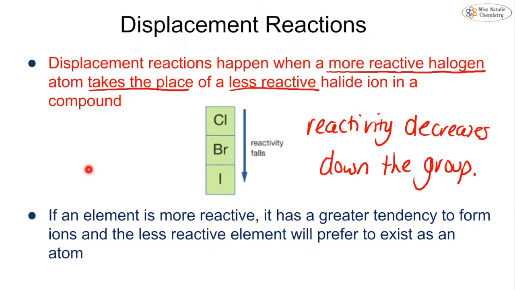And if an element is more reactive, it wants to form an ion. So it is more likely to gain an electron to form an ion, and the less reactive element would prefer to exist as an atom. And a displacement reaction takes advantage of this.